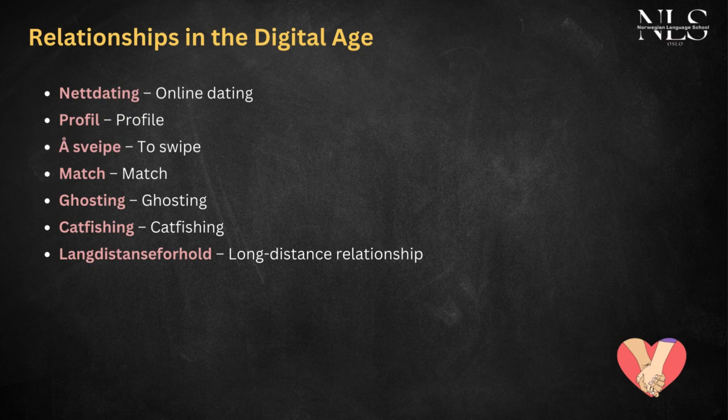The digital age has brought new dimensions to relationships, and Norway, being a technologically advanced country, has embraced these changes. Here are some terms related to online relationships and dating. Net dating, online dating, the practice of using websites and apps to meet potential partners. Profile, your personal page on a dating site or social media platform. Å swipe, to swipe, the action of moving your finger across the screen, commonly used in dating apps. Match, when two people express mutual interest on a dating app.